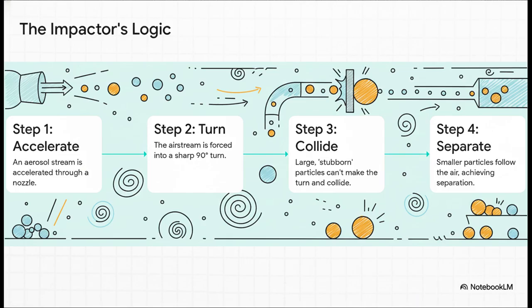First, you get the air moving really, really fast, carrying all the particles along with it. Then, and here's the clever part, you force that whole stream of air to make a super sharp 90-degree turn. Now, the little agile particles, they just follow the air, no sweat. But the big, stubborn ones? Nope. Their own inertia keeps them going straight ahead. And bam, they slam right into a collection plate.